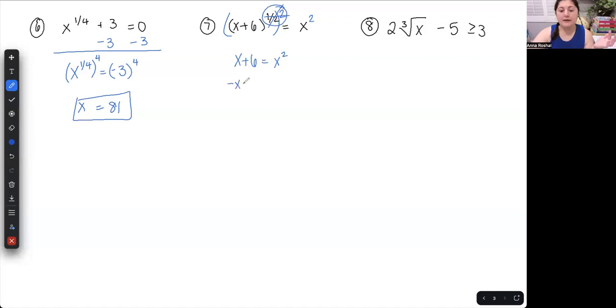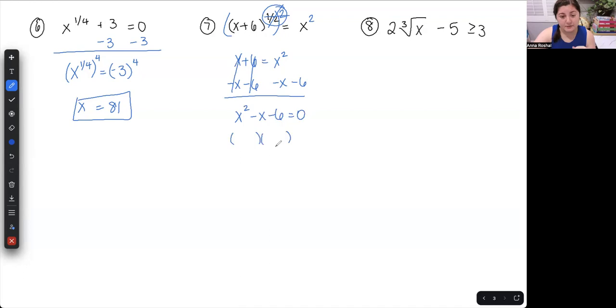So I'm going to go in and subtract both of these on this side. I could have subtracted the other side, but then I'd be left with a negative x squared, and I don't want to deal with that nonsense because ain't nobody got time for that. So now I'm left with x squared minus x minus 6 equals 0.